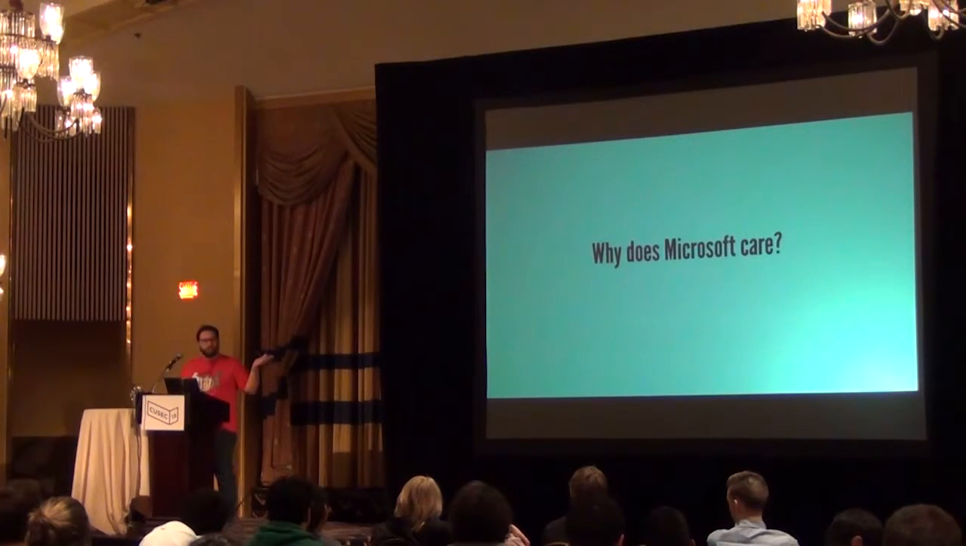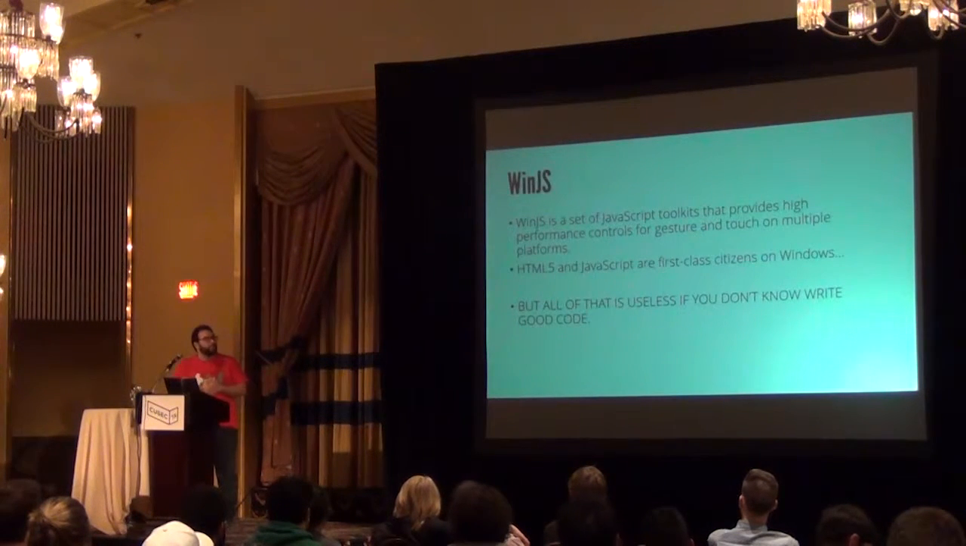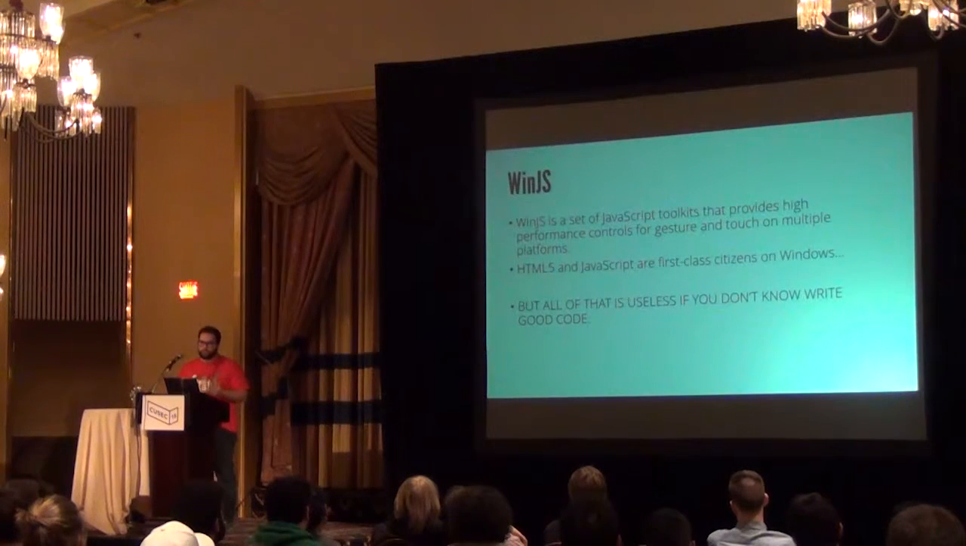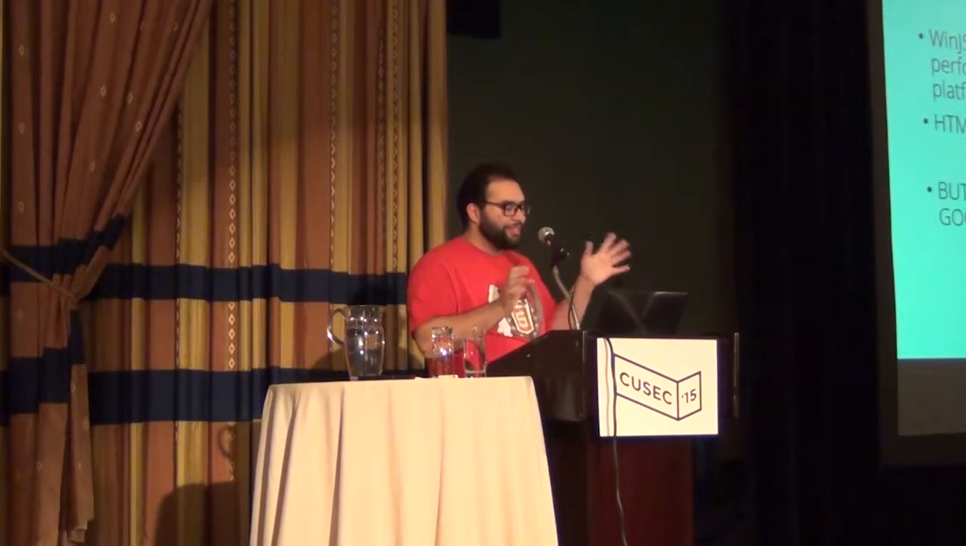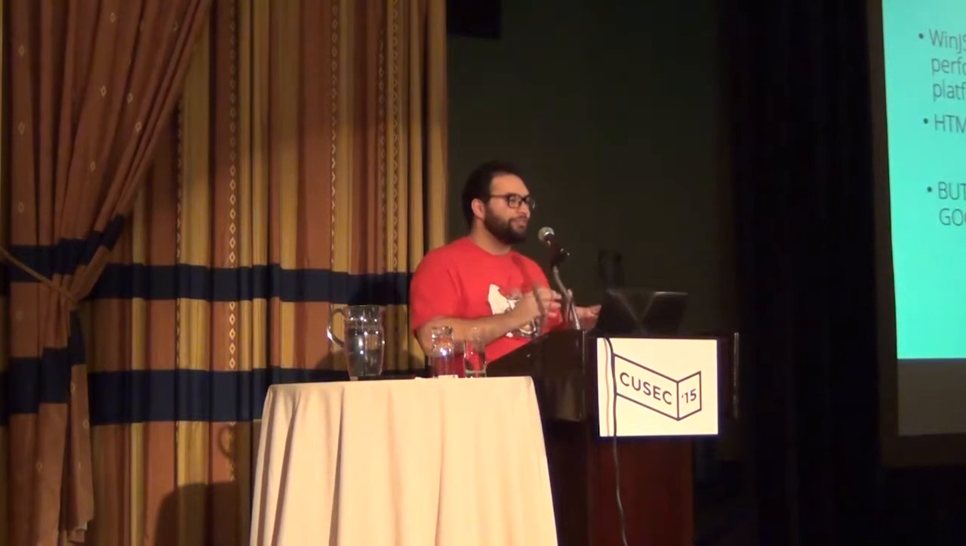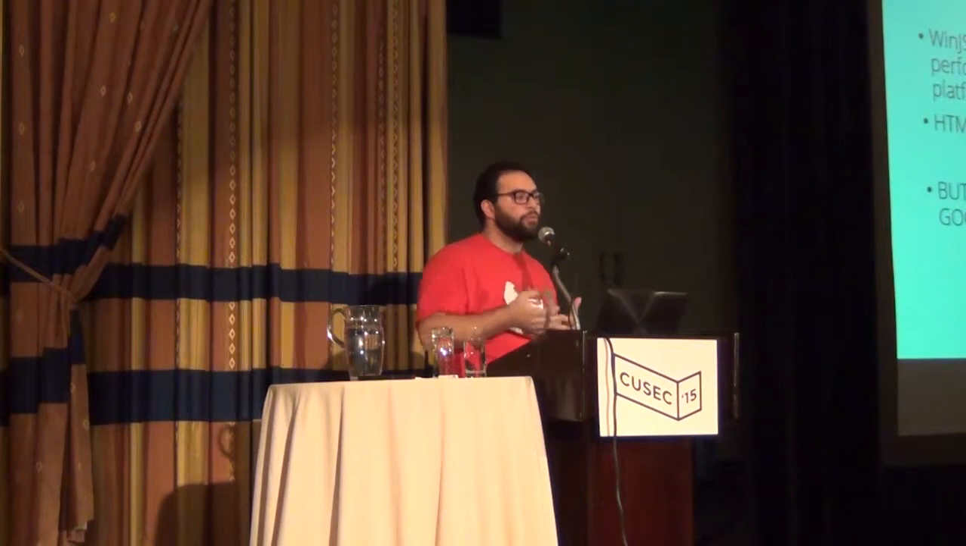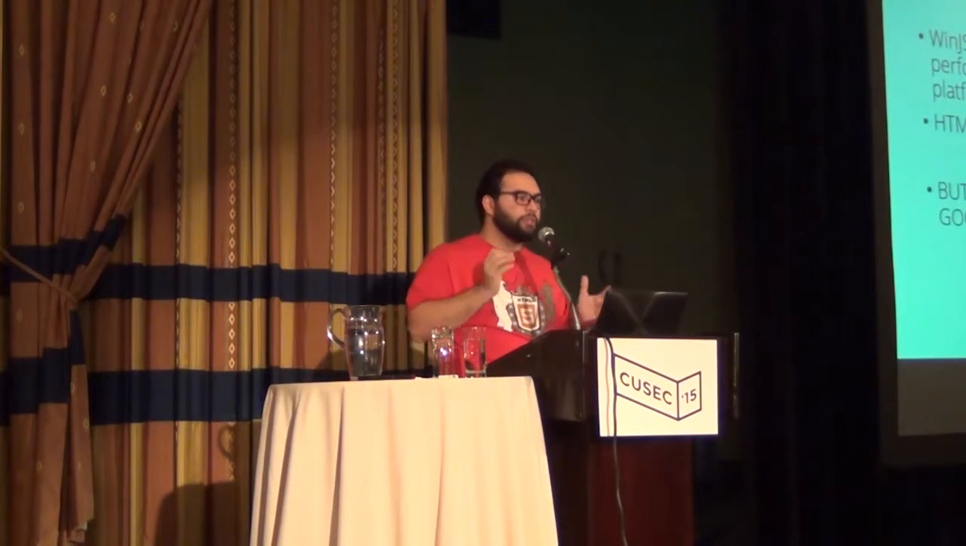Now you're probably wondering, so why am I up here? Why does Microsoft care about all this stuff? Well, there are actually 2 reasons. One is that we're building a library called WinJS. It's a JavaScript toolkit that lets you build high-performance controls for gestures and touch on multiple platforms. And the reason why we really care about that is because HTML5 and JavaScript are first-class citizens for building Windows apps and Windows Phone apps. So all of that code is useless if you're not writing good code. So be careful how you write that code. Your assumptions and your approach to development for mobile devices using web technologies shouldn't be the same as on the desktop.